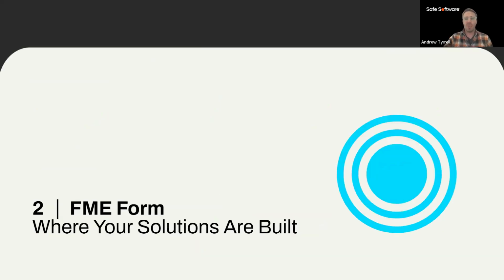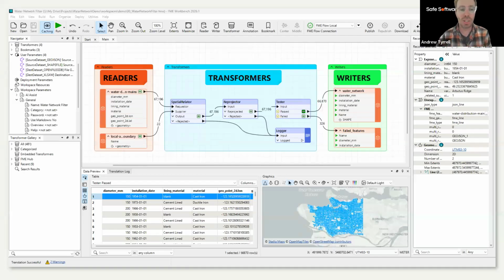So on to FME Form, where the solutions are built. This is our no-code graphic interface where you create all of your data workflows in the application called Workbench. This is what Workbench looks like. The main panel in the middle is the canvas, and that's where you actually build your workflows by connecting three types of objects: readers, transformers, and writers.